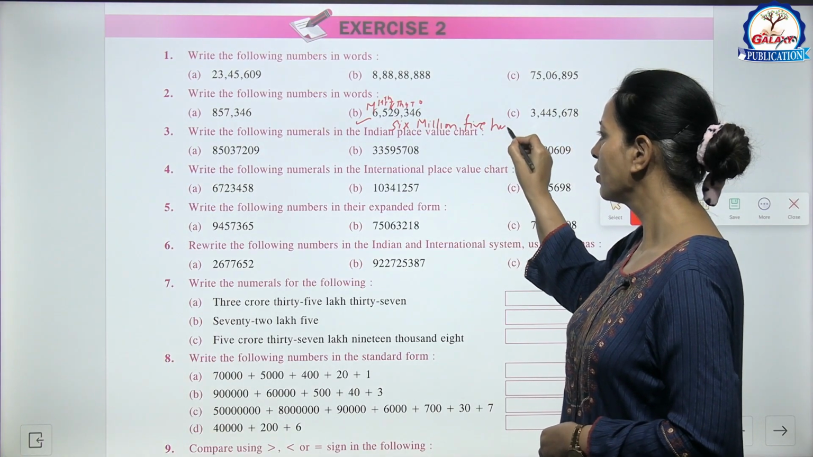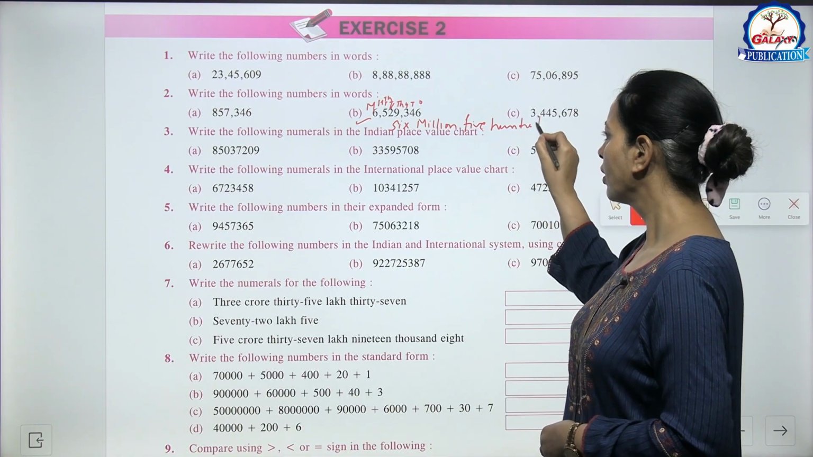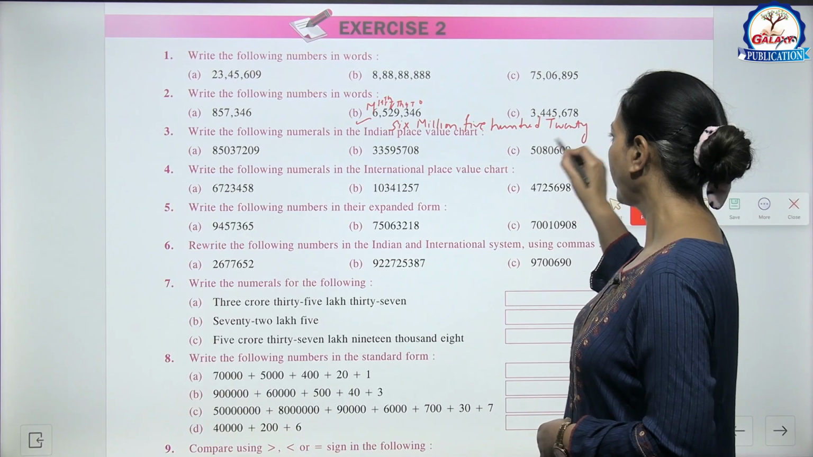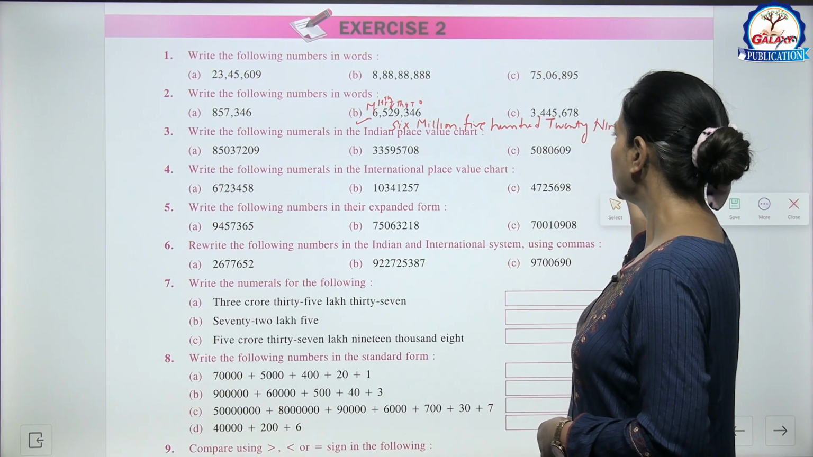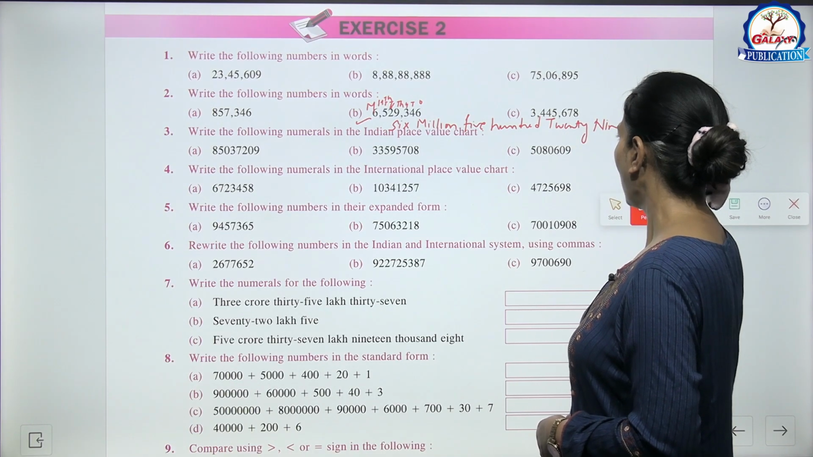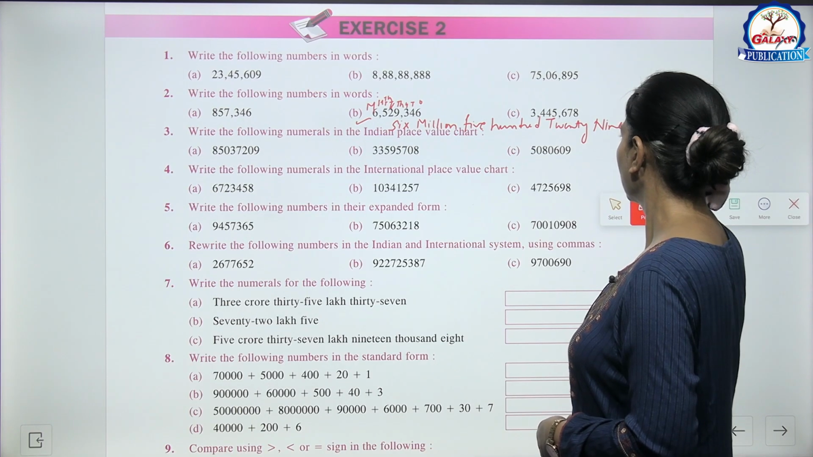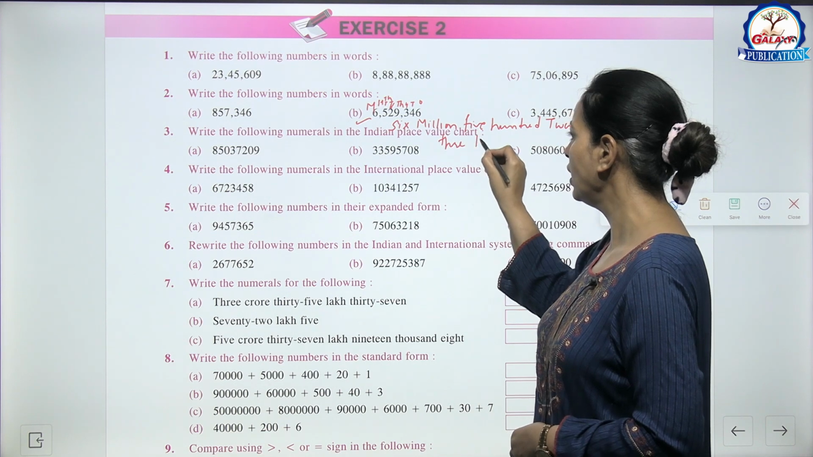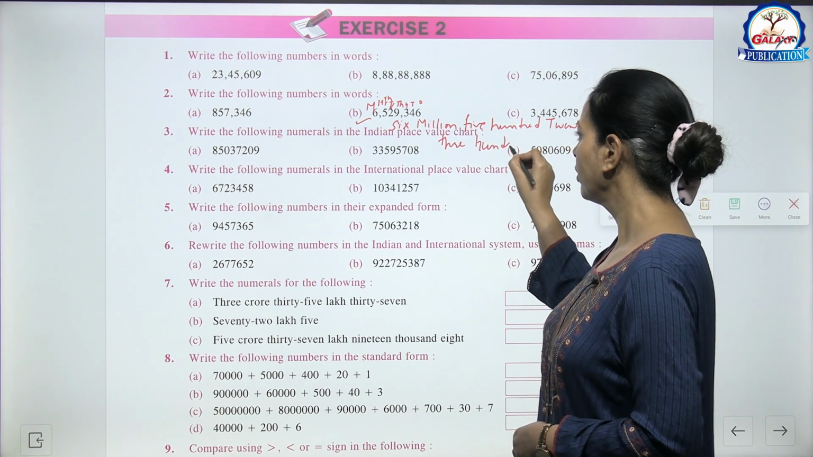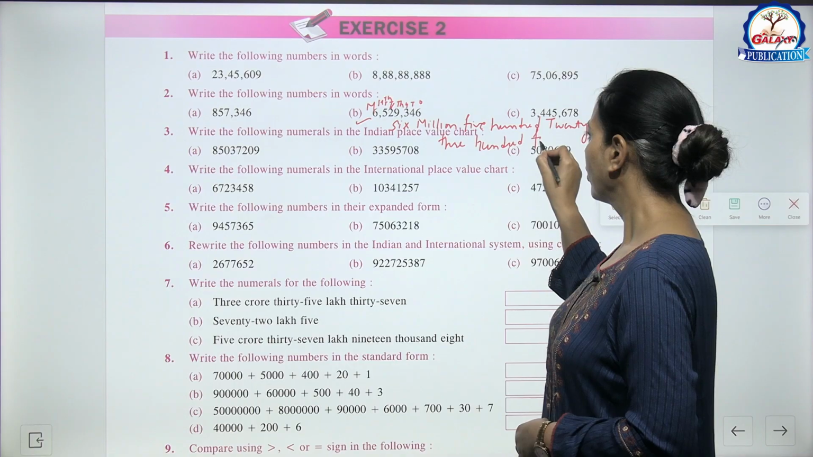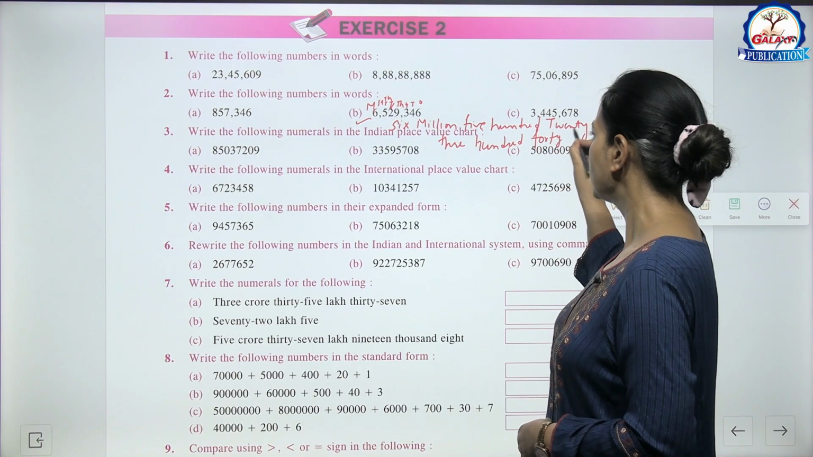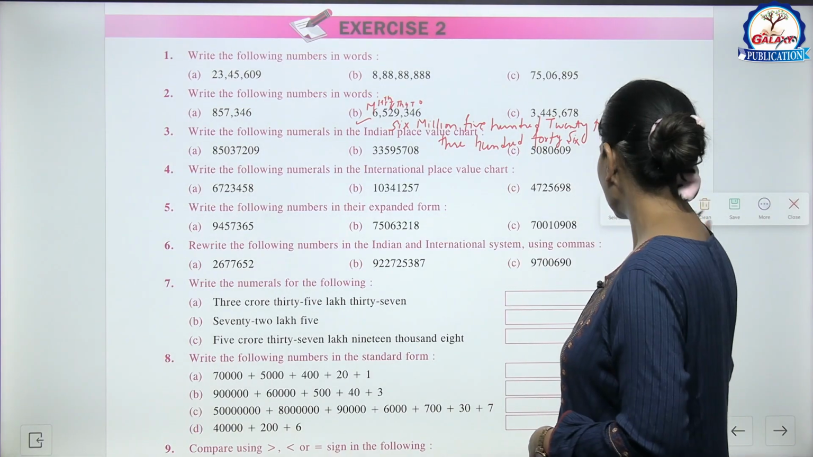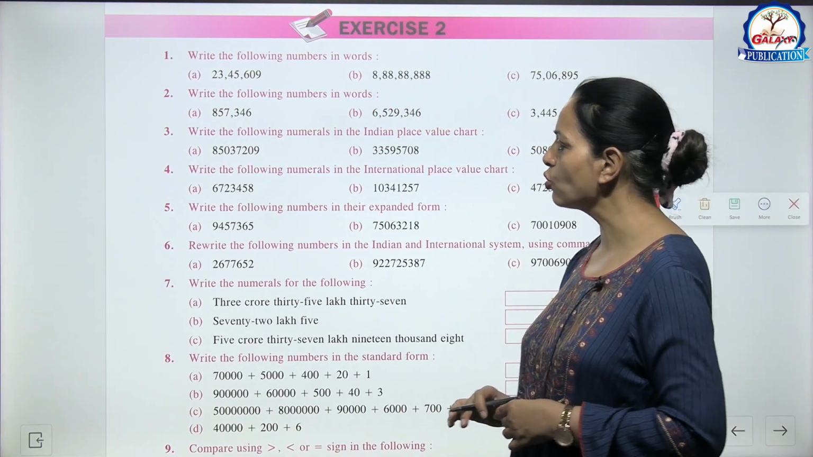500, 29,000, 346, right? Similarly, you can try remaining parts. Okay. Now come to next question number 3.